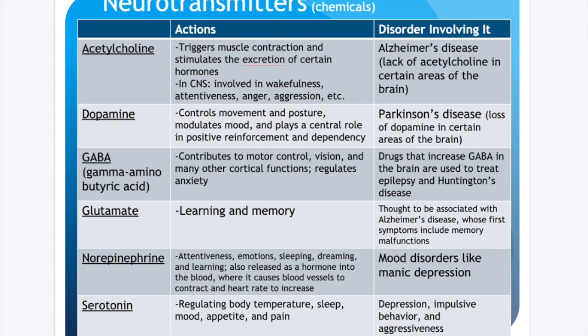Next, we have dopamine. Dopamine is kind of like the feel-good hormone. So when you're doing something that's enjoyable, your brain releases dopamine, and that makes you feel happy. It's also going to control your movement and posture, regulate your mood, and play a role in positive reinforcement and dependency. So it also has a role in people becoming addicted to drugs, for example.